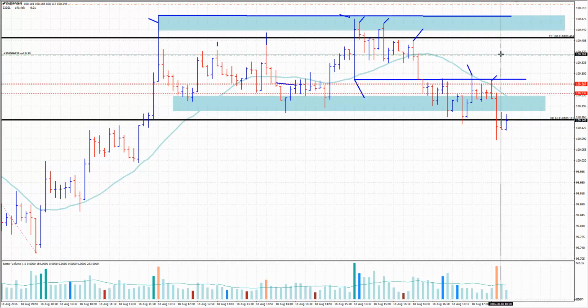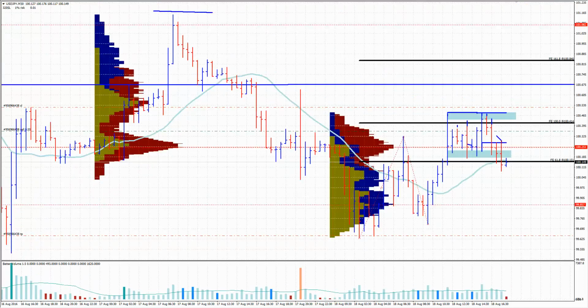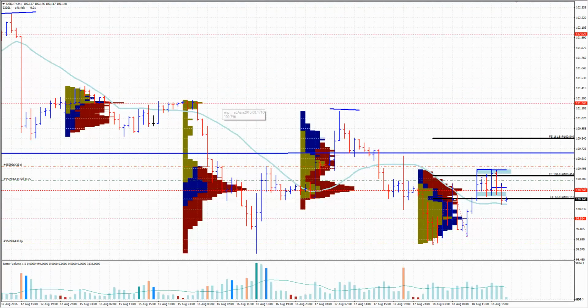Okay, I took the 136 area as my entry, but of course it's not wrong to enter even now and place a little stop loss near this area here, or even all above this, because this can be very good. And I think the Japanese yen will also drop in the Asia session. This will be the drop. Probably the price will go to the key support levels on this currency pair, which is this area here.